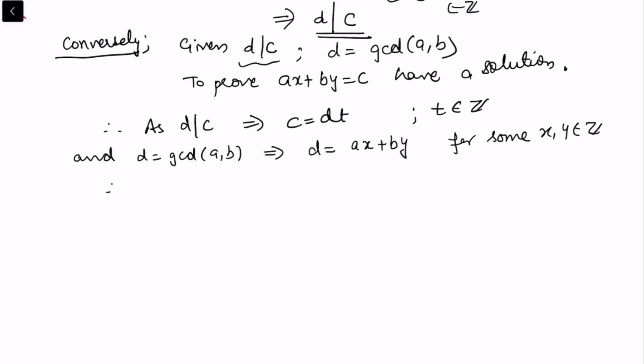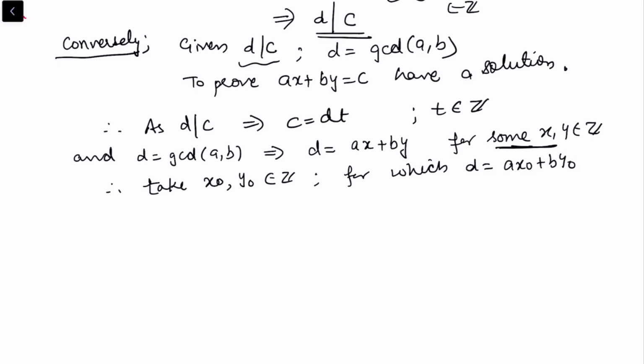Now we can take x naught and y naught belonging to integers for which this relation holds. So I am assuming that for some x naught and y naught, d equal to a x naught plus b y naught, this relation holds. So we have taken the particular values. Now once we know that d is equal to a x naught plus b y naught, it holds for the particular values of x naught and y naught. Multiply t by both sides, so this becomes a t x naught plus b times t y naught.